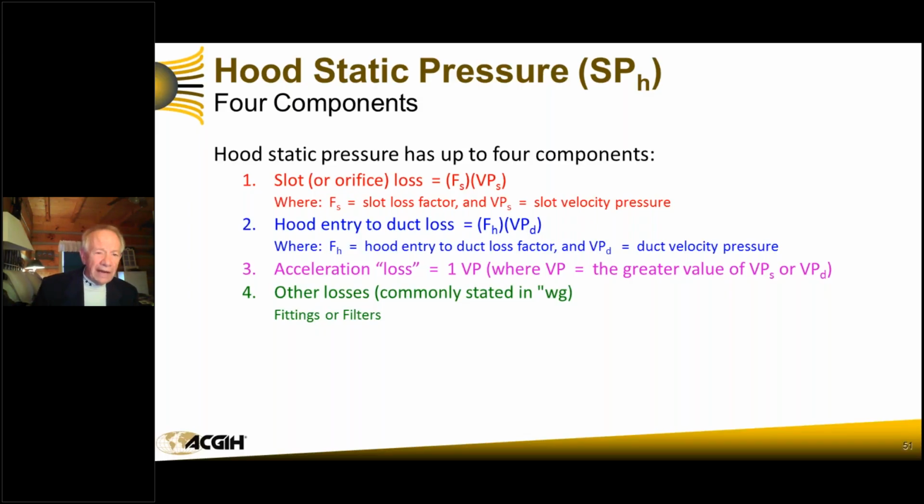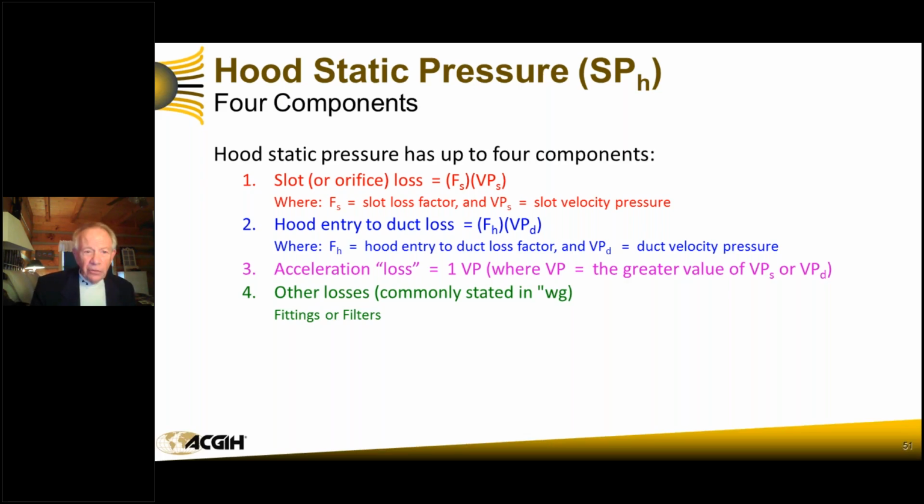So if we throw out the other loss, we only have 3. If we're talking about a simple hood, we only have 2 and 3. We don't even need the slot. But you need to be able to think about the slot loss, the hood entry duct loss, the acceleration loss, and the other losses. And we call them losses because they are energy requirements that have to be overcome. So it's good to think about them as a loss in energy that must be made up. So we can also call it an energy consequence.